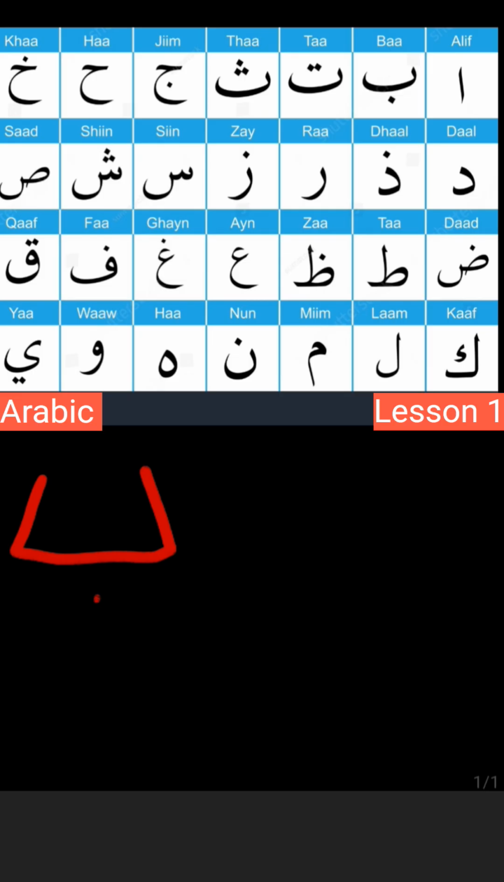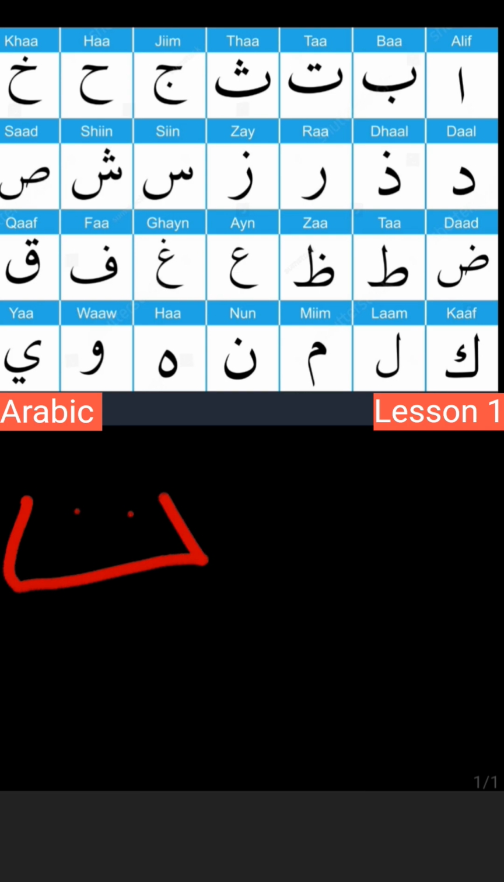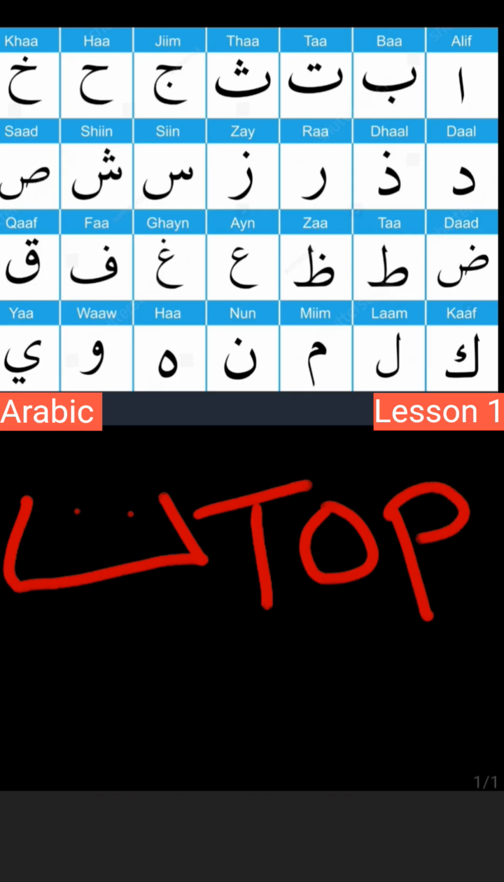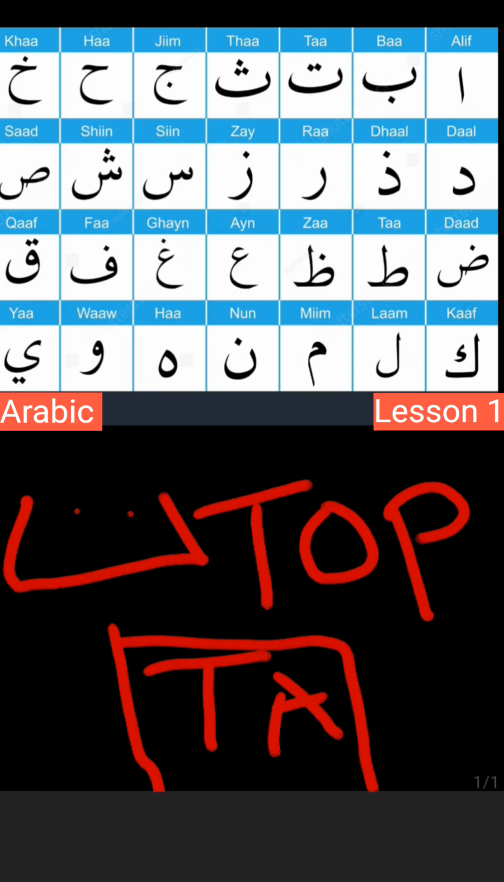Now let's get the third letter. This is where it diverges from the English language completely. The rest of the letters, there are some similarities, but this is when it starts to get different. So the third letter is Ta. The closest sound we have in English is the T sound, ta. And a similar word is like top. This is the sound right here. Top. Ta.